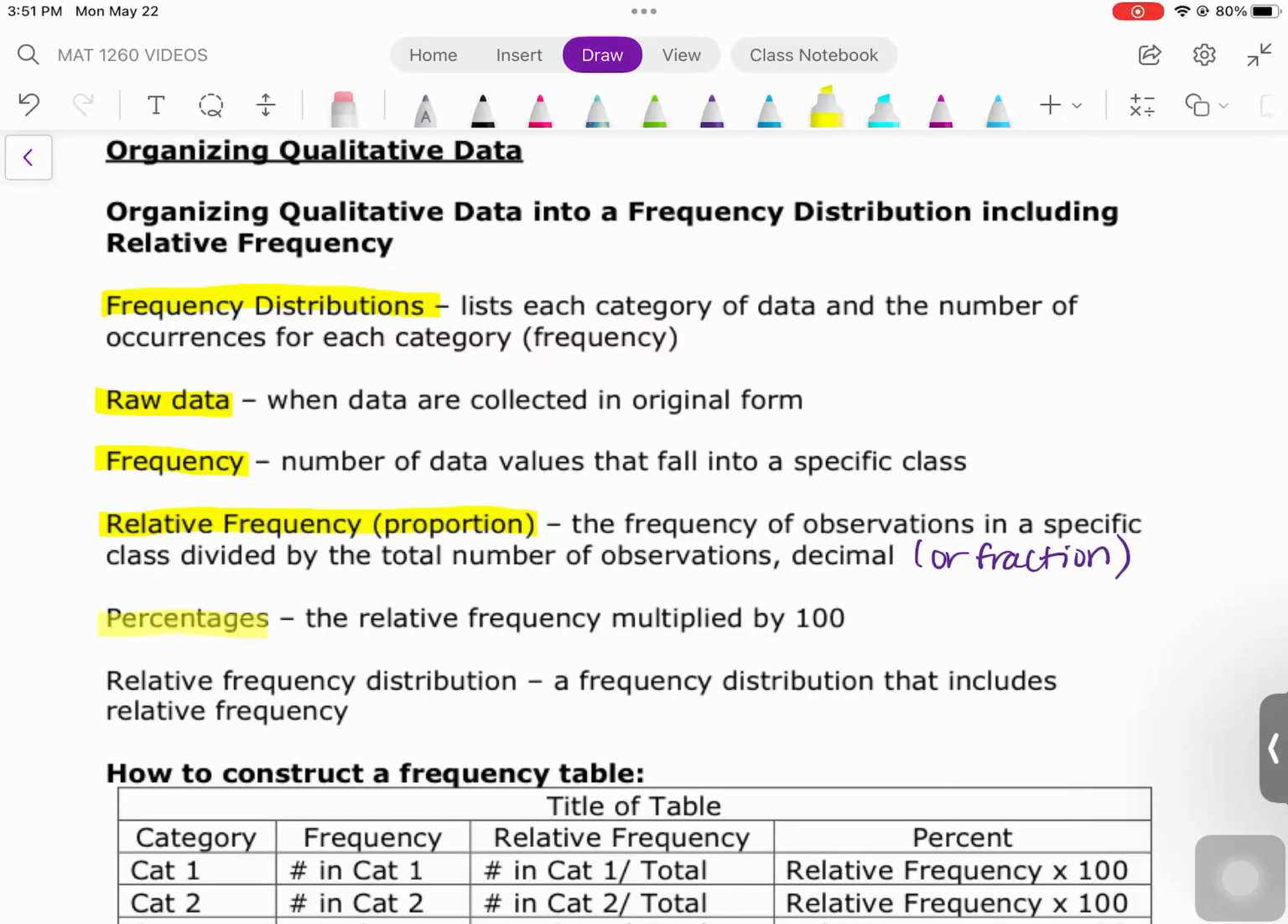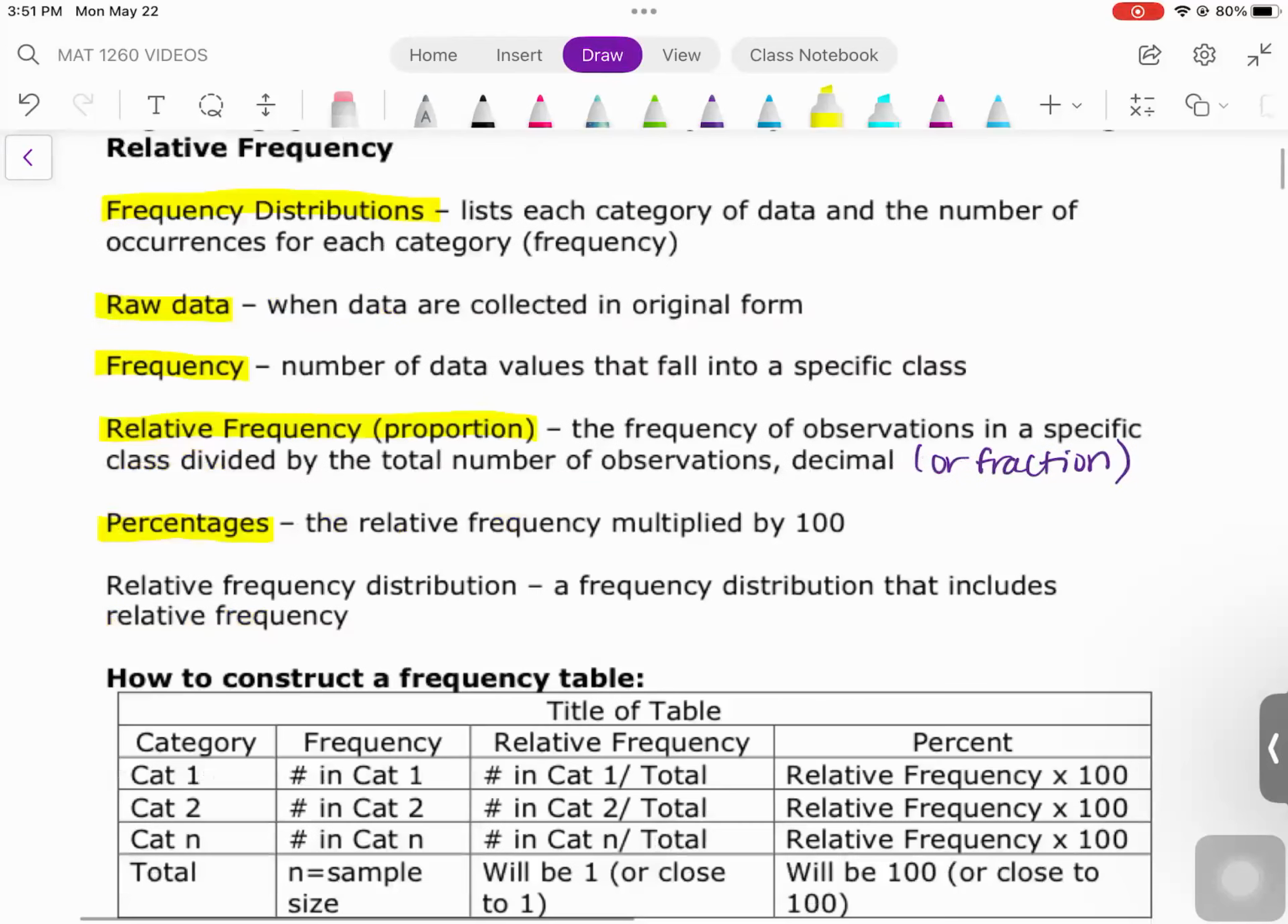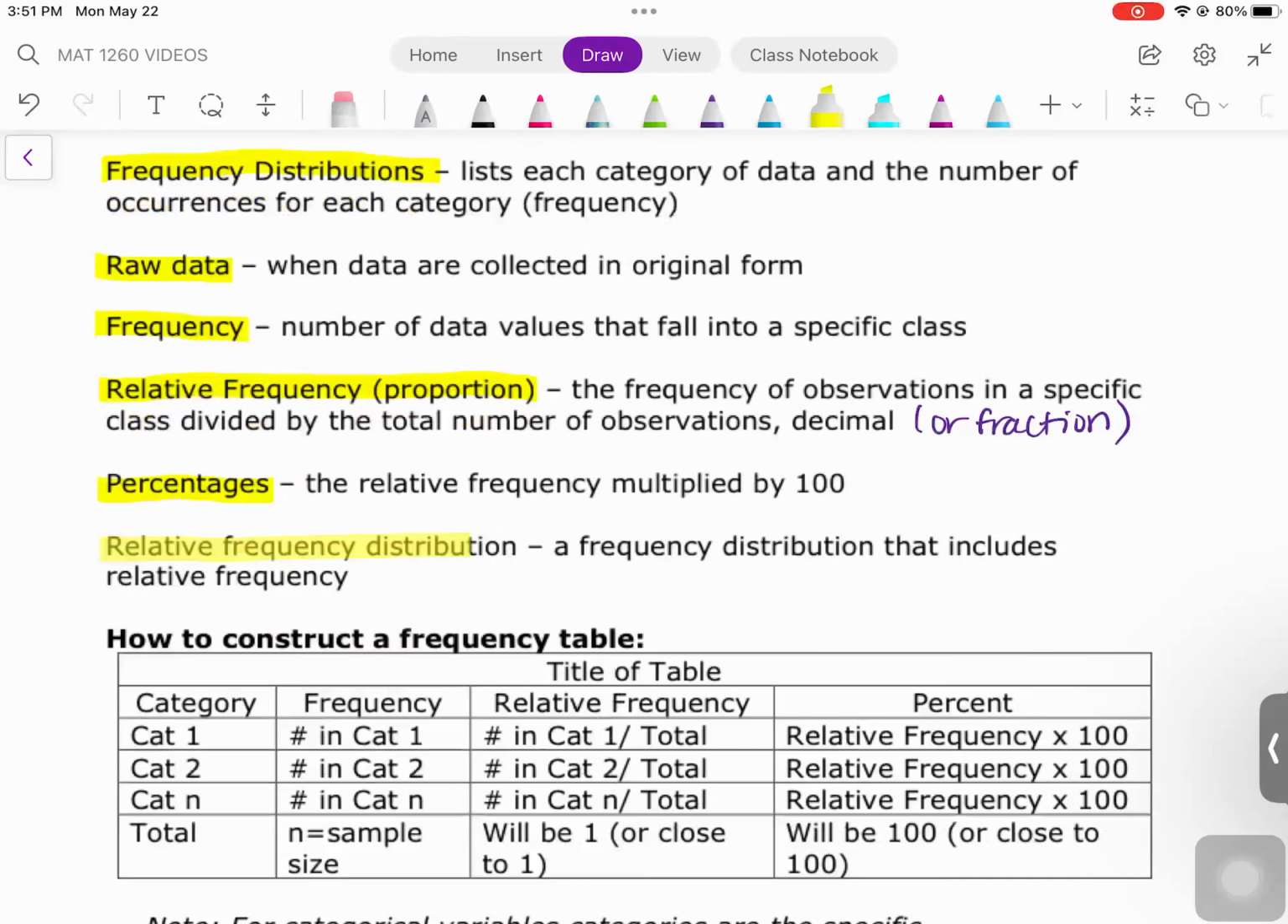And then percentages are the relative frequencies multiplied by 100. A relative frequency distribution is just a frequency distribution that includes relative frequency as a column.